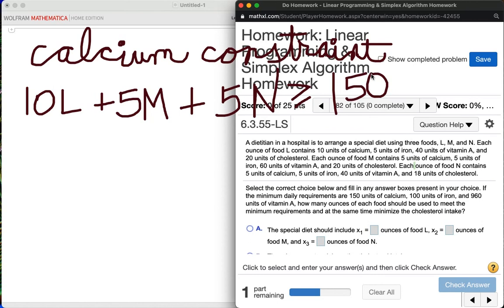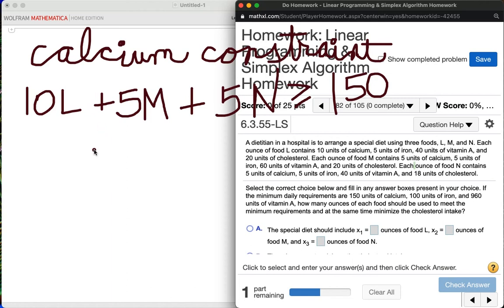I'm going to read the problem more carefully. Each ounce of food L contains 10 units of calcium. Each ounce of food M contains 5 units of calcium, and similarly, each ounce of food N contains 5 units of calcium. The minimum daily requirement for calcium is 150 units. So this is the calcium constraint, and it does make sense.